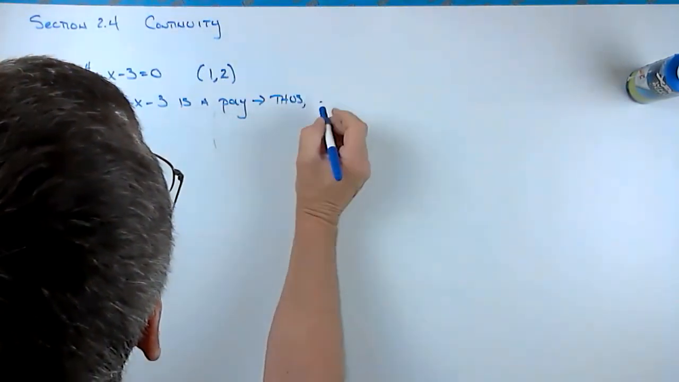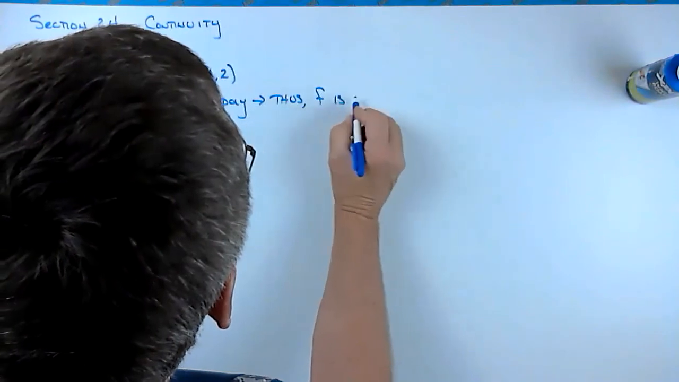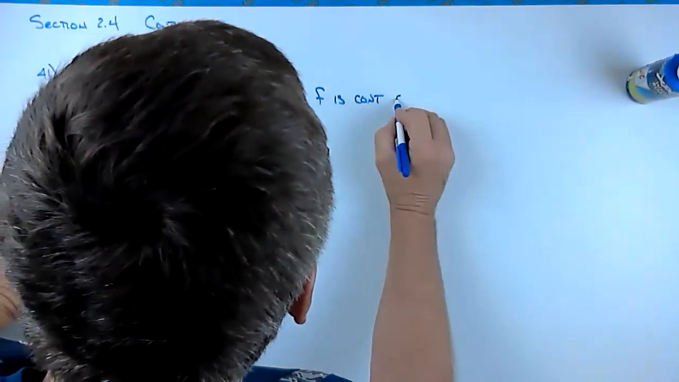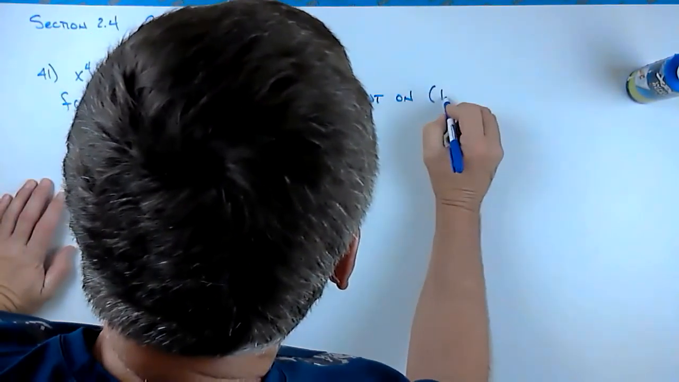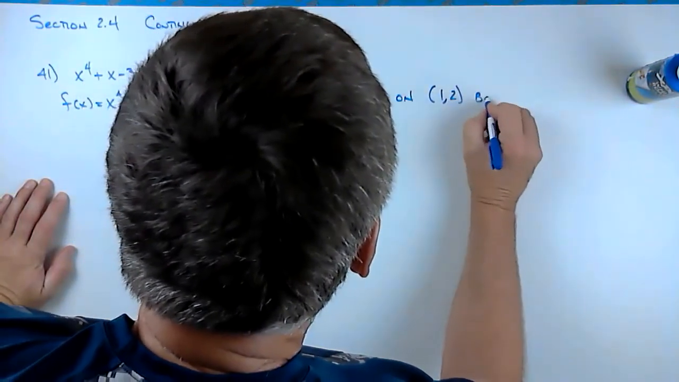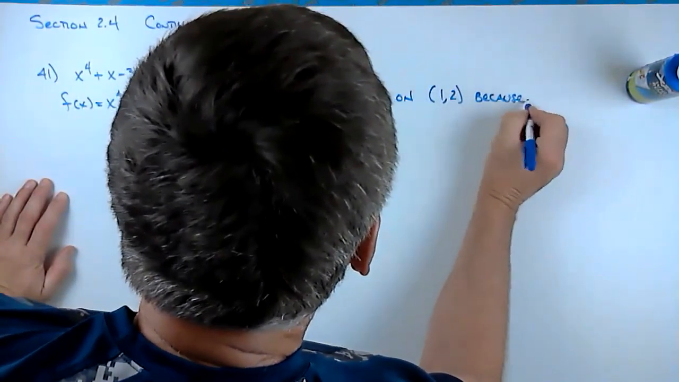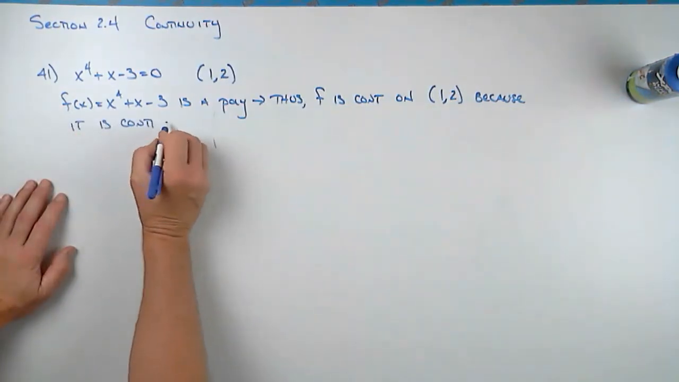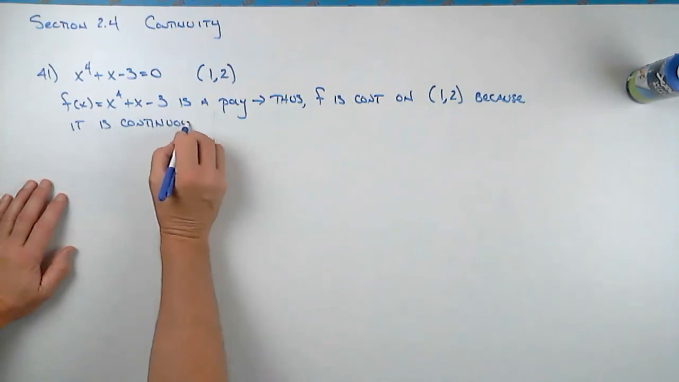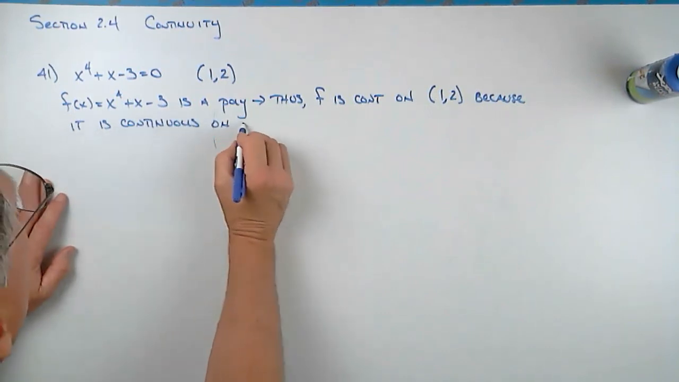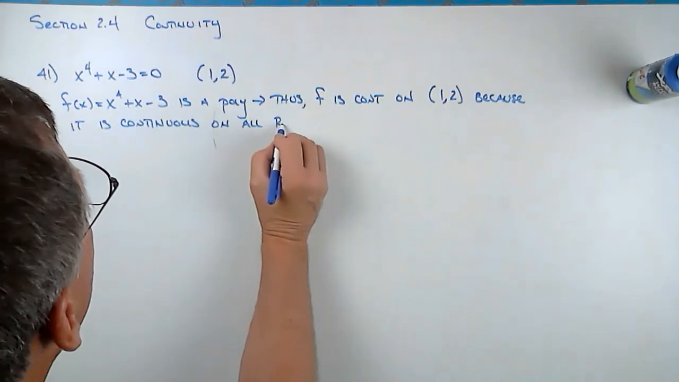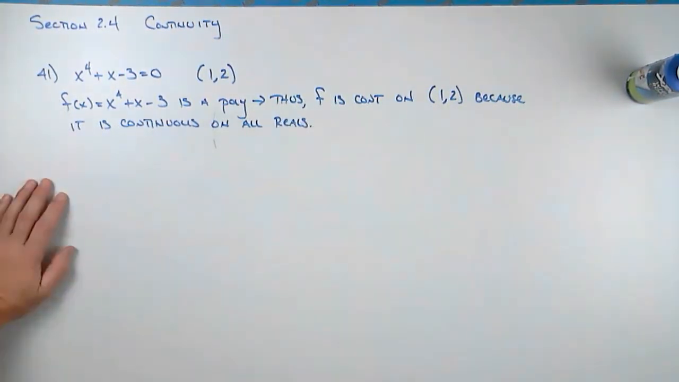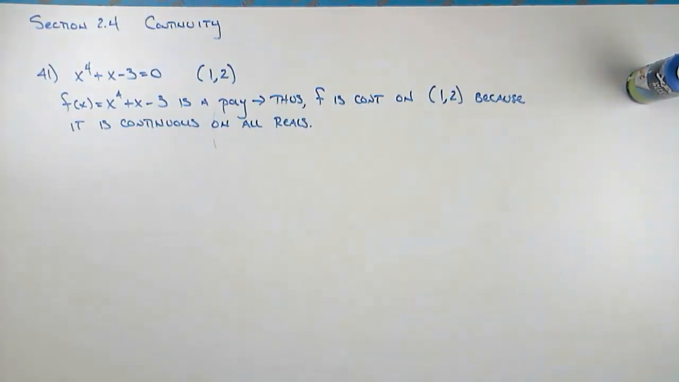Thus, f is continuous on 1 to 2 because it is continuous on all reals. See, we can't use the intermediate value theorem if we haven't first established continuity. We've got to have continuity. So we've established that.